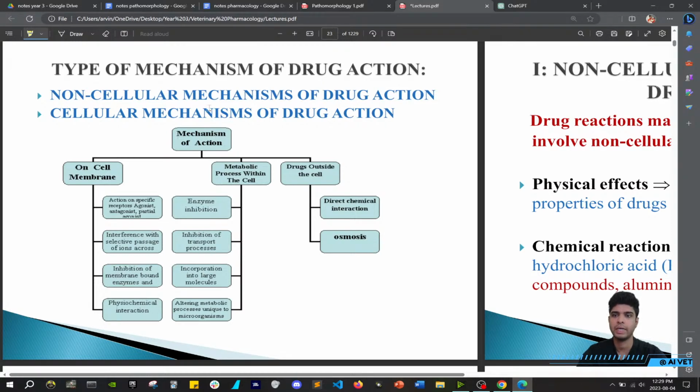Okay, this one we kind of read before: cellular and non-cellular, and then molecular was the third one. Let's see outside the cell first. So drugs that act outside the cell: osmosis and direct chemical interaction. They directly react with the chemicals in the fluid, and then osmosis.